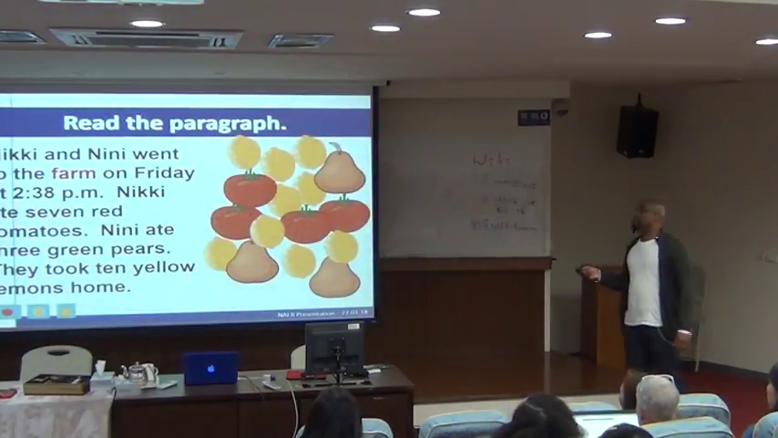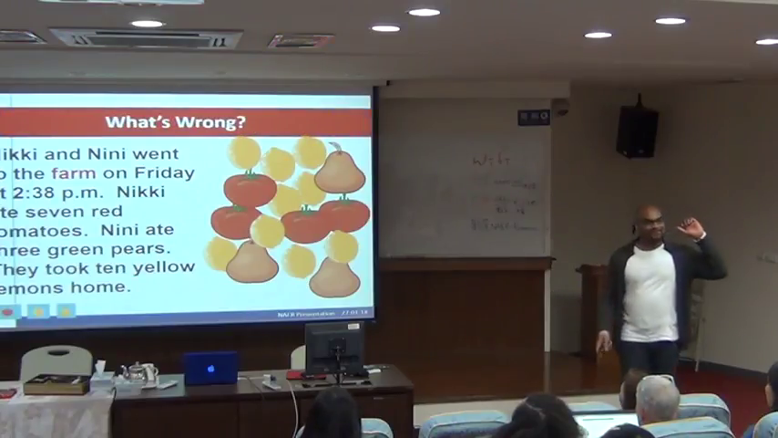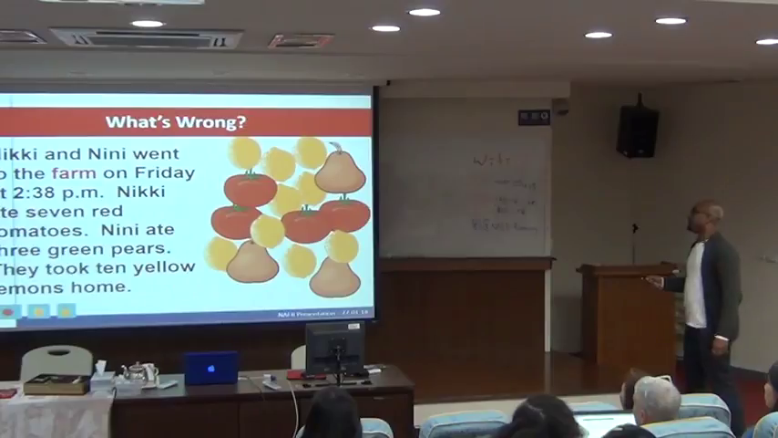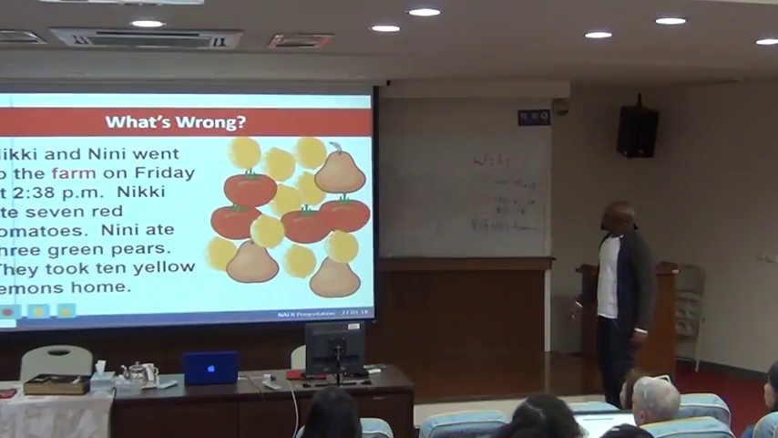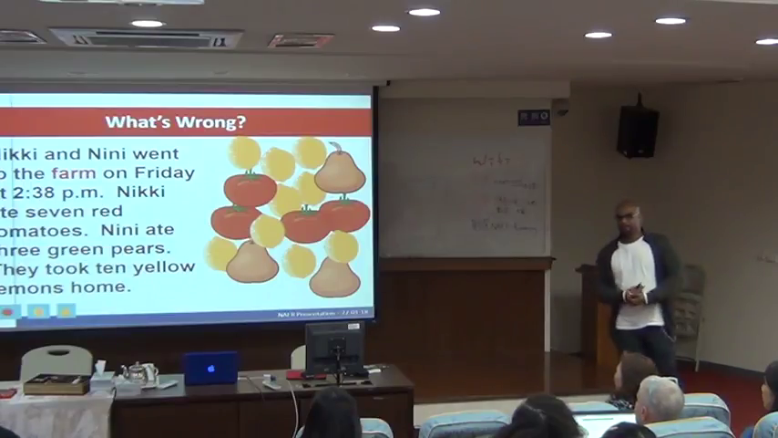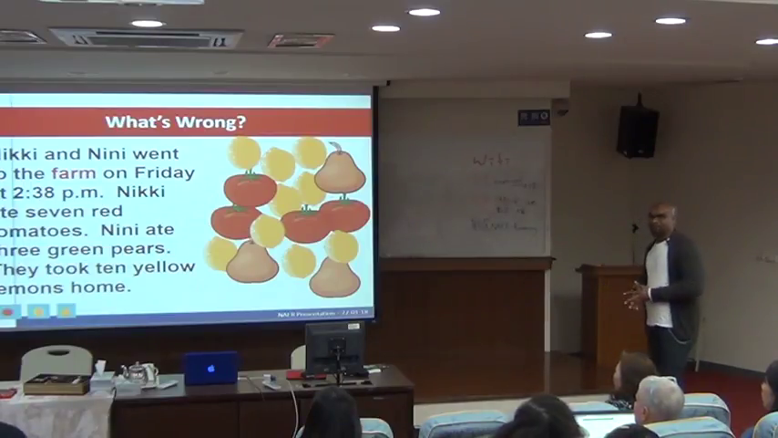Okay. Can we read? Or can I get a volunteer to read? Anthony, sure. Nikki and Nenny went to the farm on Friday at 2:30 p.m. Nikki ate 7 red tomatoes. Nenny ate 3 green pears. They took 10 yellow lemons. Okay, so the question is what's wrong? What's wrong?